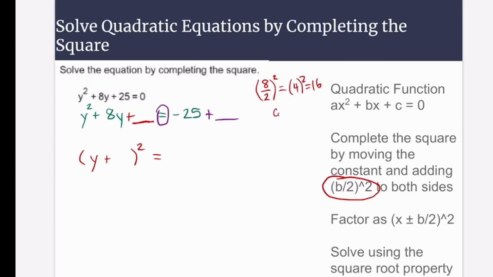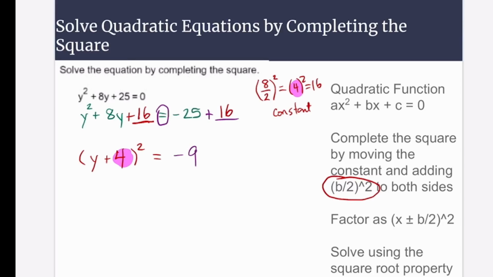That means this has to be our constant value in order to get a perfect square. So I'm adding 16 to the left. I'm going to add 16 to the right. The left side, again, the purpose of this is to write it as a perfect square. This term that's being squared is going to be my factor term. So I know this is going to end up as y plus 4 squared. On the right side, I do have to simplify this. So negative 25 plus 16 is negative 9.